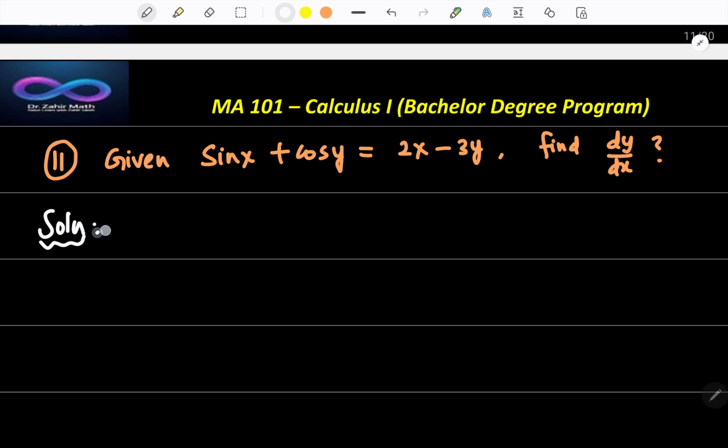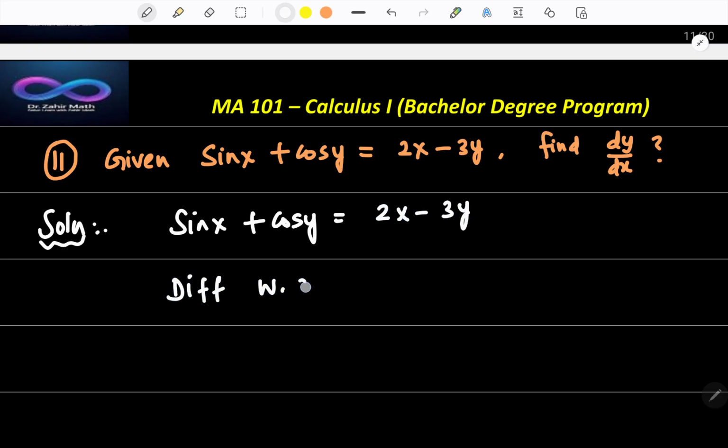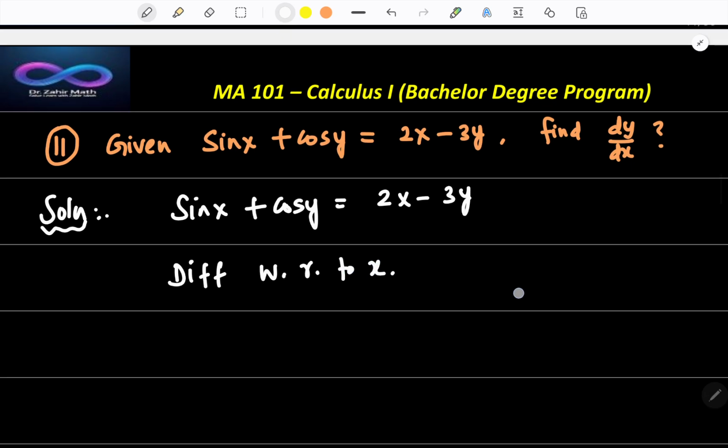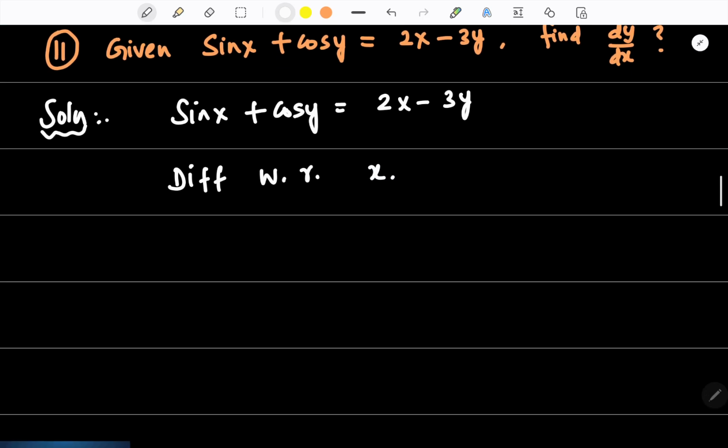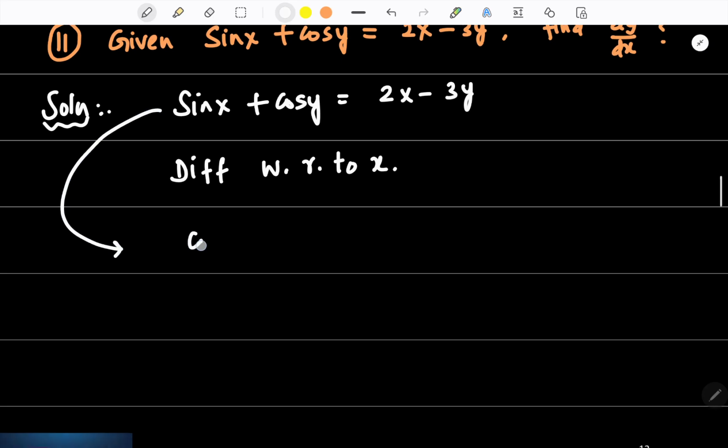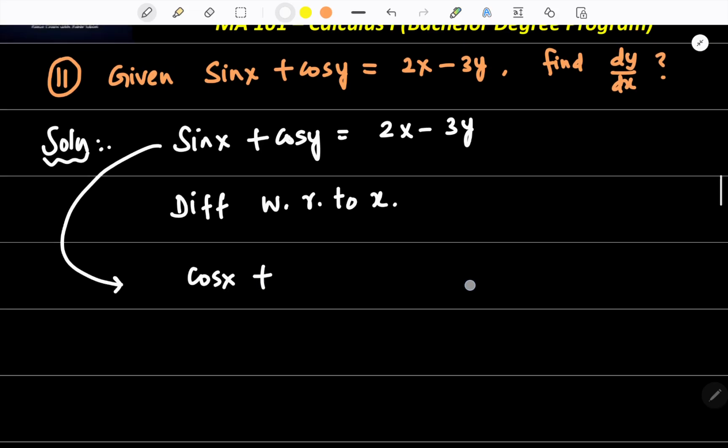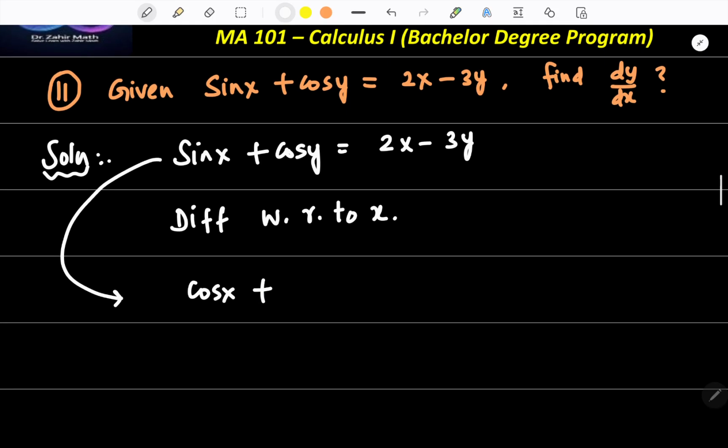We are going to differentiate sin x plus cosine y is equal to 2x minus 3y. I'm going to differentiate with respect to x. Keep that in your mind. With respect to x, what is the derivative of sin x? Derivative of sin x is cosine x. Done. What's the derivative of cosine y? It is negative sine y. Are you going to stop at negative sine y?